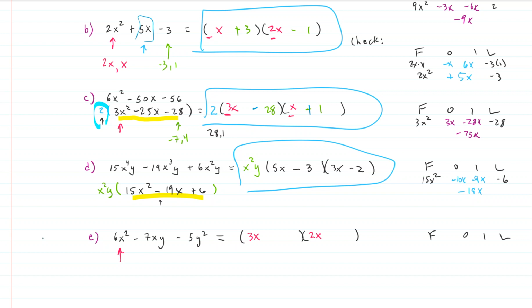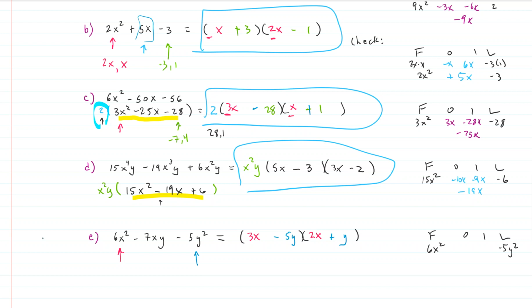Let's see if that works. Hopefully it does. And the second two terms, again, are associated with negative 5y squared. We don't have a lot of options there. So there's a negative, so let's do negative 5y and positive y. See if this works. The first term is what we wanted, right? 6x squared. The last term is what we wanted because, again, we chose them that way. Negative 5y squared. But the two that we're curious about are the middle two.